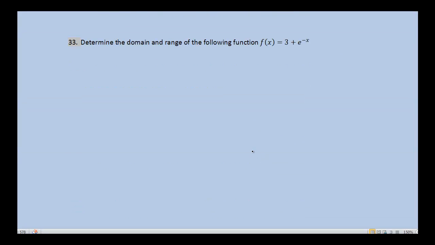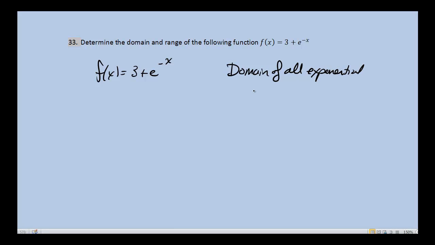Continuing on, we want to determine the domain and range of the following functions. So f of x is equal to 3 plus e to the negative x. So first of all, we remember the domain of all exponential functions is all real numbers. They are always continuous. They are always all real numbers.